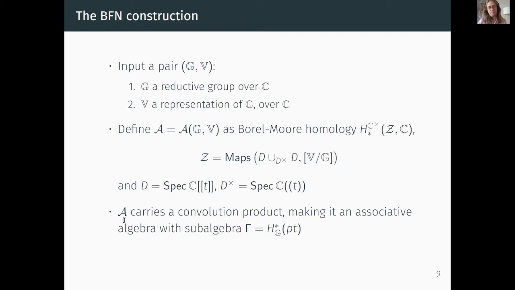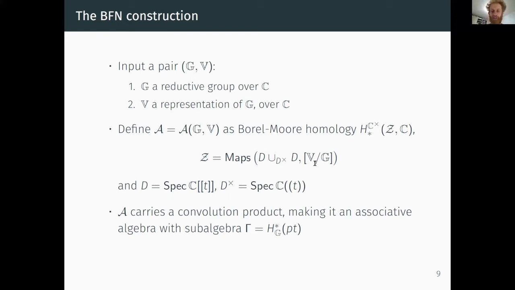And what Braverman, Finkelberg, and Nakajima show is that this funny definition actually carries a sort of convolution product. So there's some multiplication structure making an associative algebra. So that's the idea. This is not quite how they write it down, if you look at their paper, which I highly recommend. They use a different version, some reinterpretation of this, which actually makes more sense, but it takes a little bit more to write down. So I'm going to skip it for now. So anyway, it's somewhat involved.